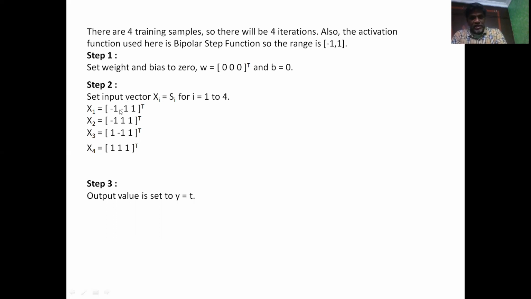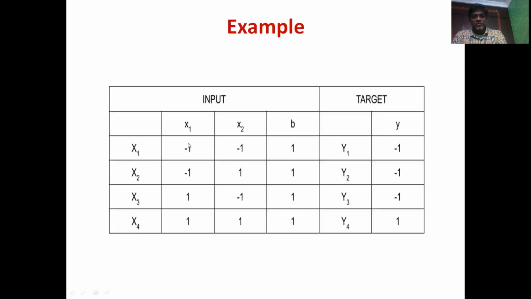Even though it is written as a row, its transpose will give it as a vector, a column vector, because as I told you, the definition of a vector is a single column from a matrix. So to make it a column vector, the transpose is taken over here. X2 is -1, 1, 1, X3 is 1, -1, 1, and X4 is 1, 1, 1. These are the values we took from this table only. -1, -1, 1 is the first vector, and so on.